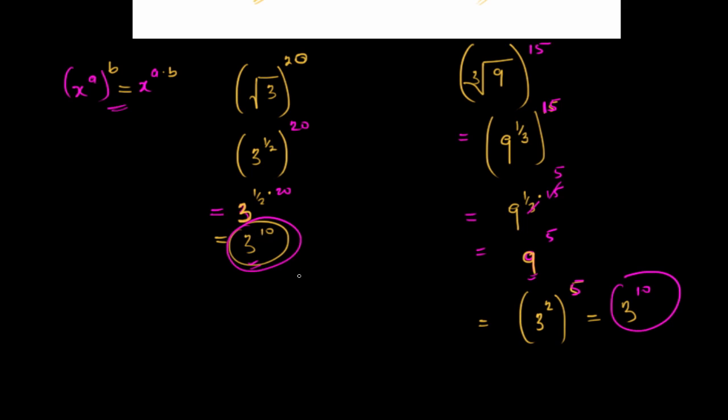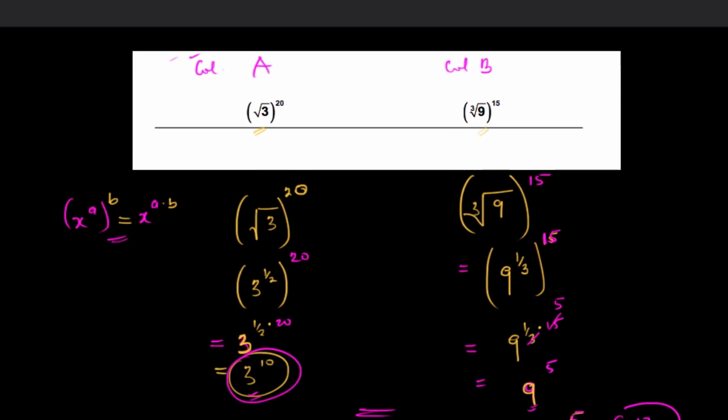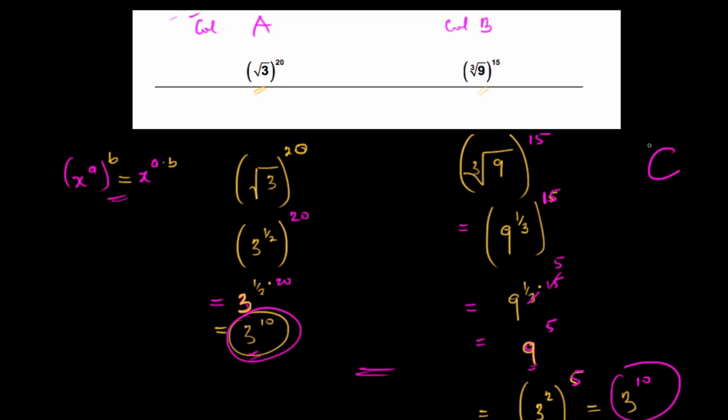What you have in column A is also 3 to the power 10. So that tells us that the two quantities are equal. Since the two quantities are equal, none is greater, so C should be your solution. That completes the problem.